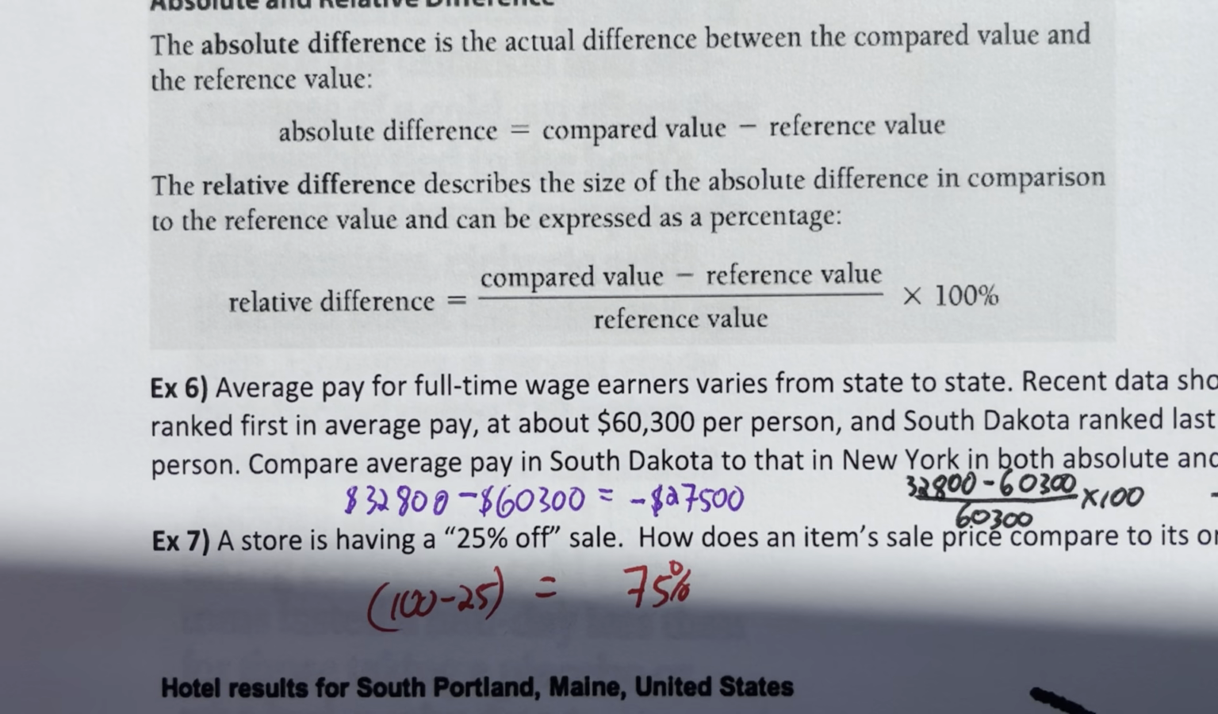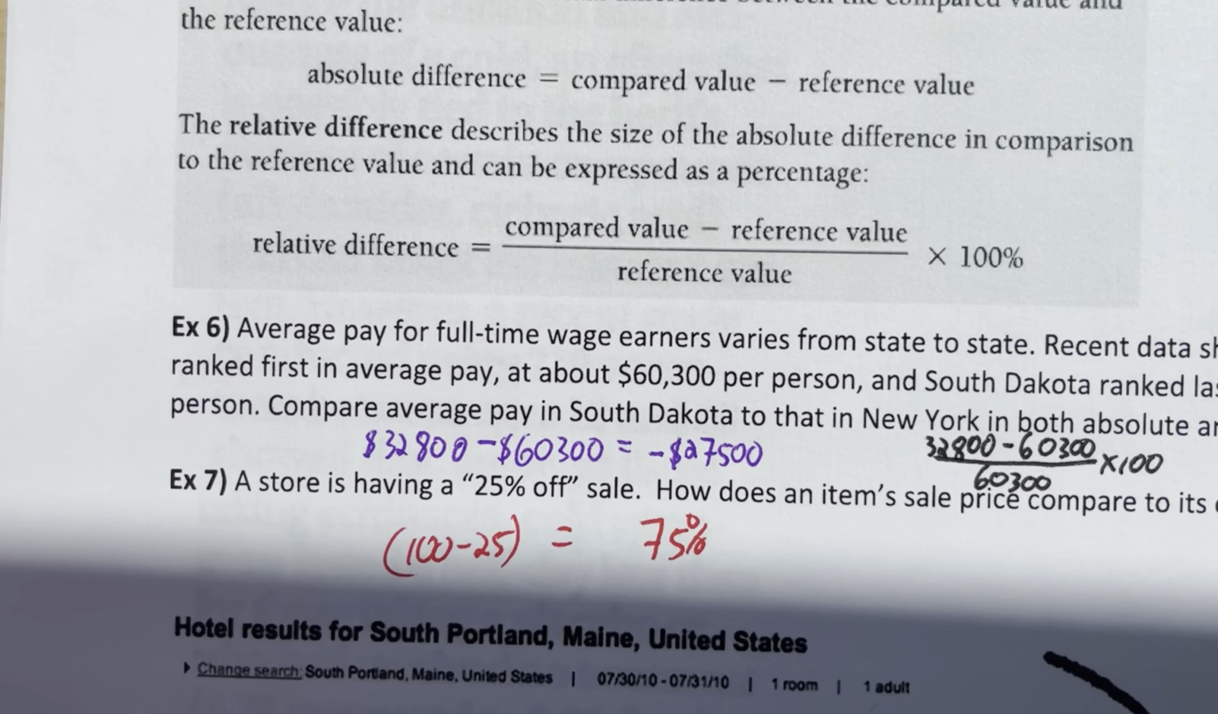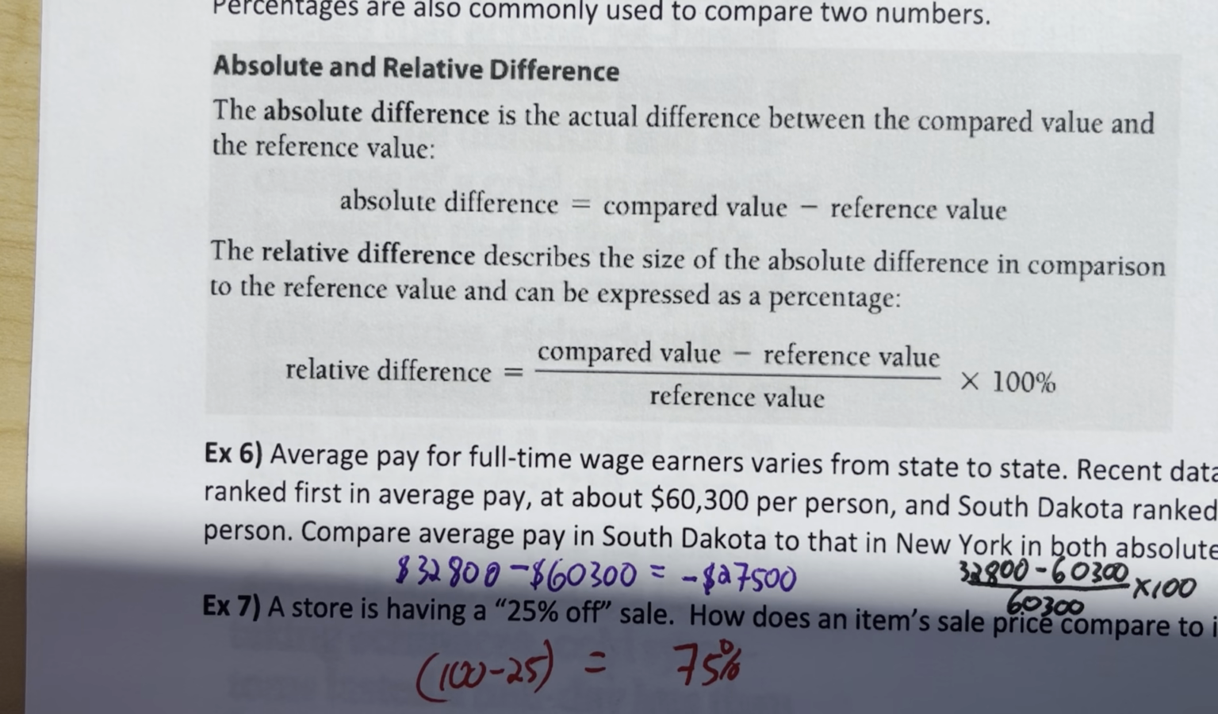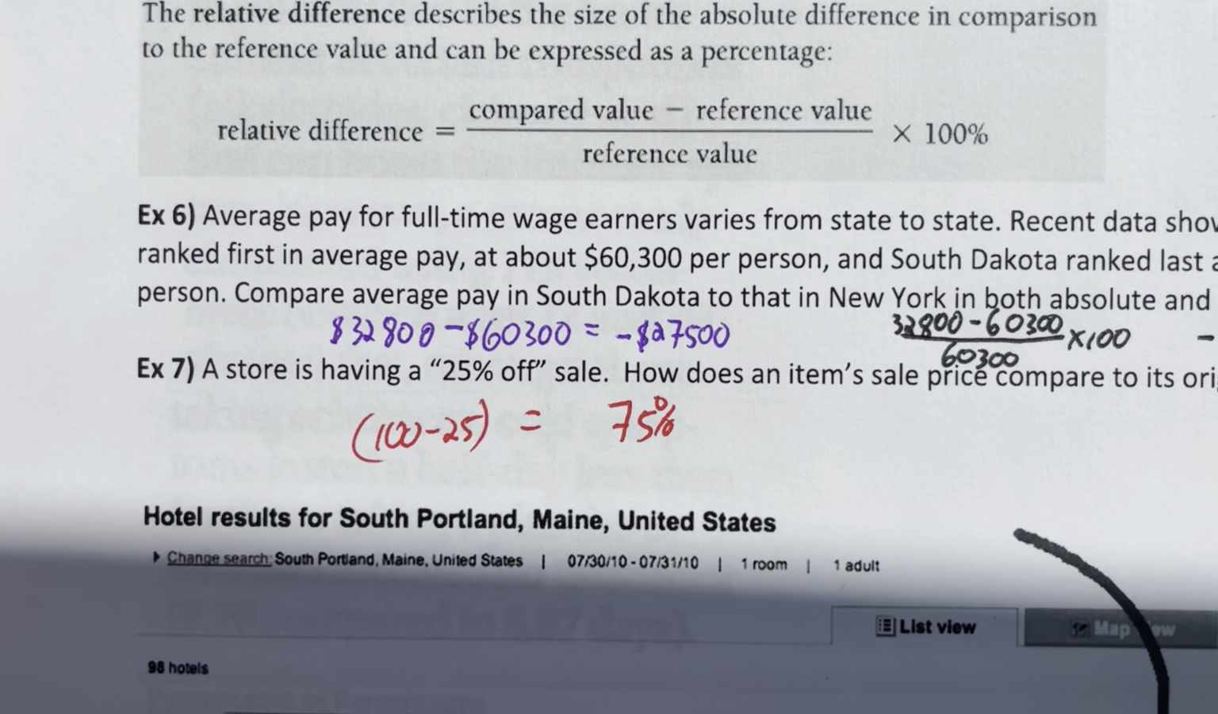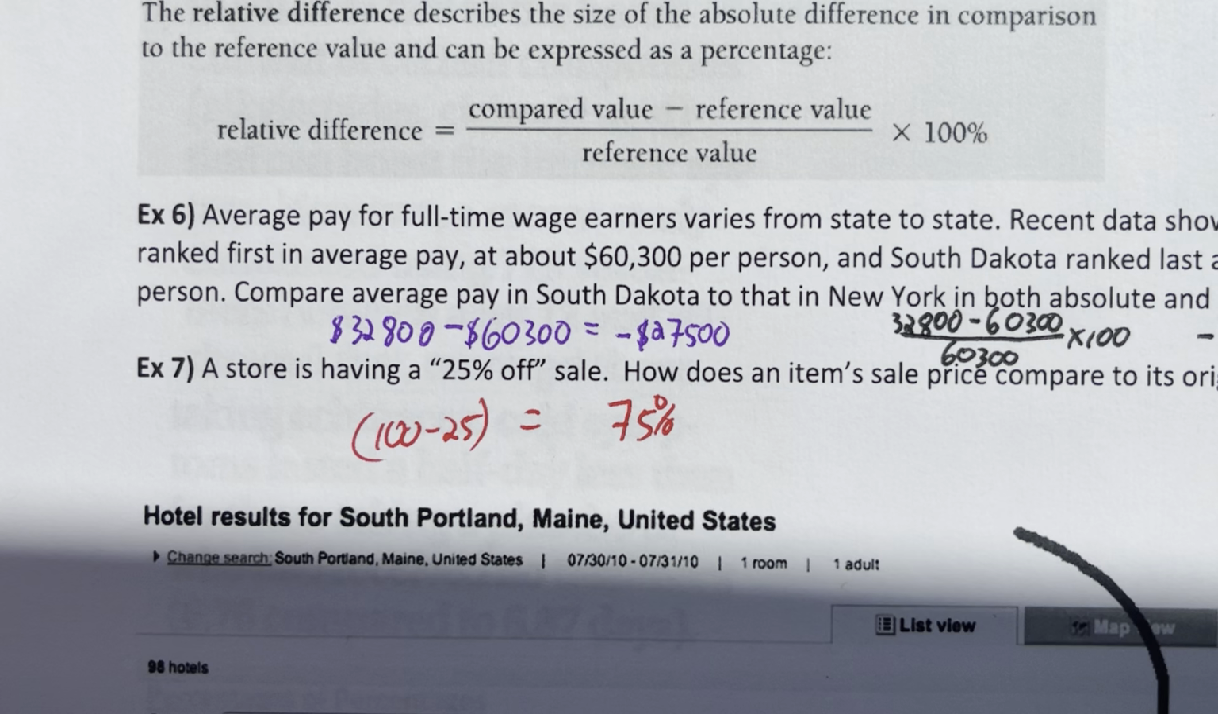All right, we can do the same thing with percentages. Absolute difference is the compared value minus the reference value. Okay, and you'll be told which one to compare it to. For example, the average pay of full-time wage earners varies from state to state. New York is the highest pay at $60,300. South Dakota is at $32,800. So we're going to compare the average pay in South Dakota to that of New York.